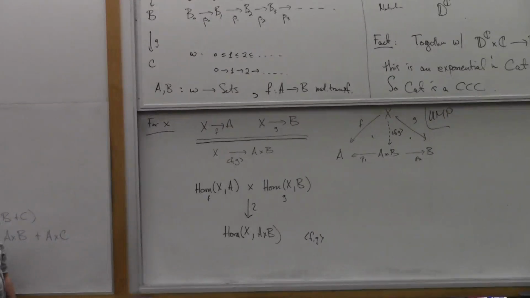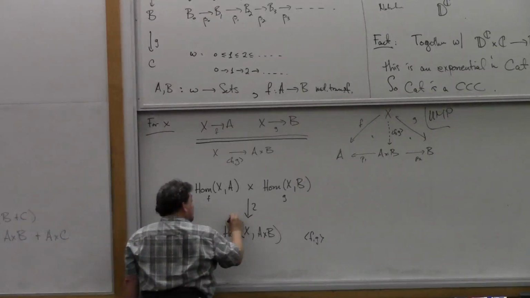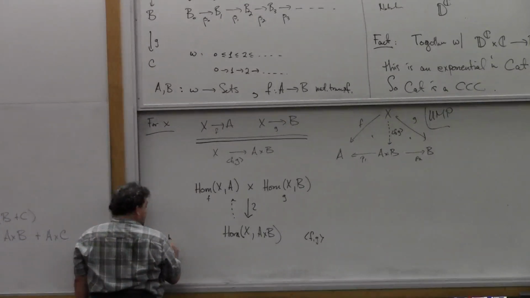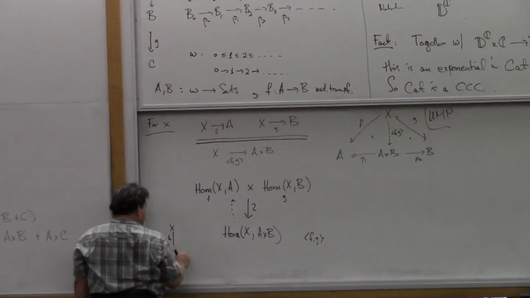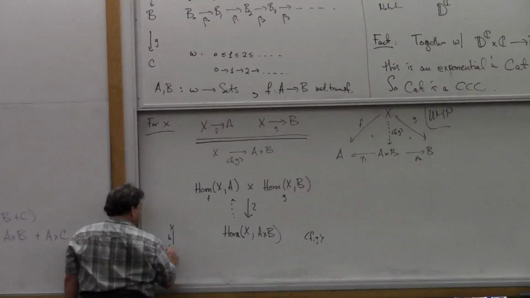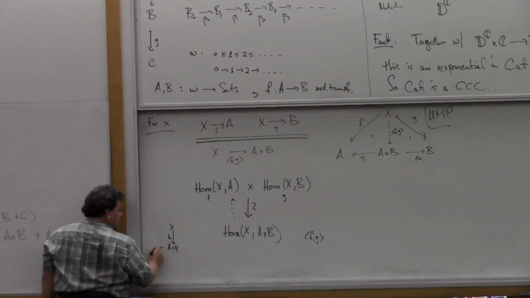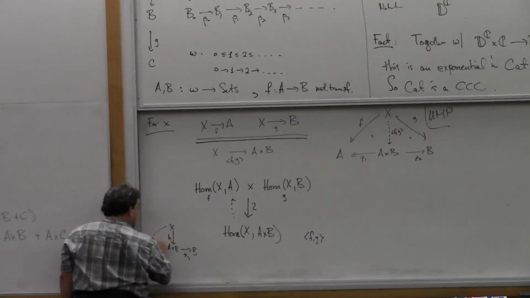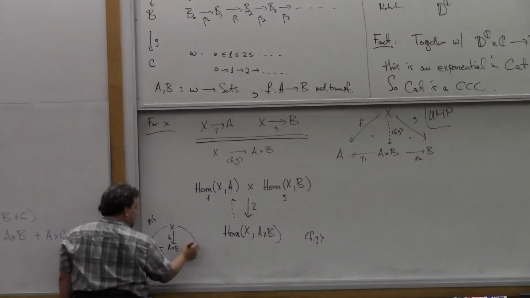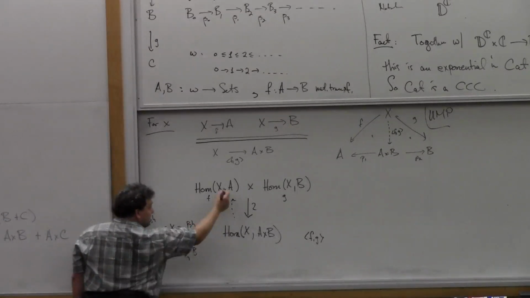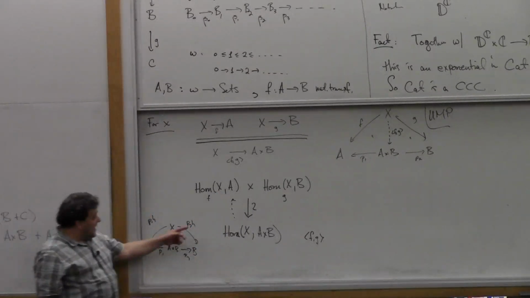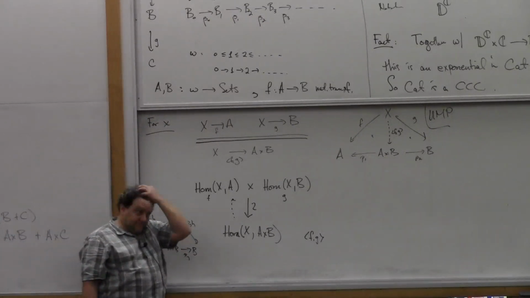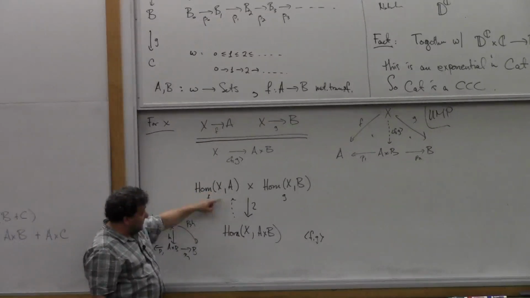Good? The map coming back takes some H from X into A cross B, and it composes with P1, P2, to give me the pair of maps, P1H, P2H, so that's this map coming back up. Anything of the form H is uniquely of the form pair, blah, blah, blah. Good? So I have this bijection of Hom sets.